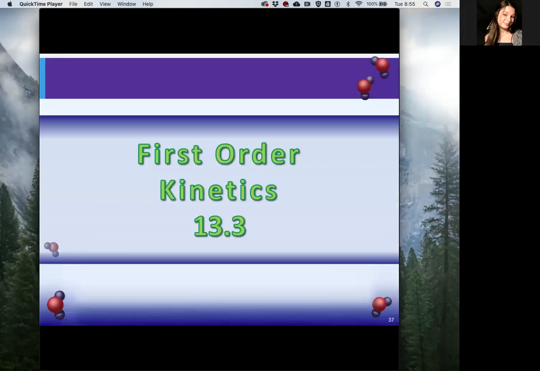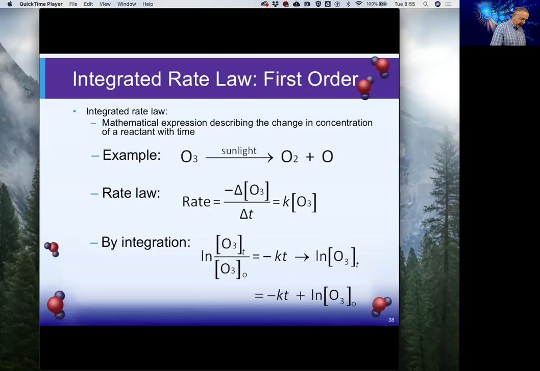Okay, so now we're going to go to the first order kinetics. First order means that the coefficient n is equal to 1. And we're going to look at the reaction here. This is ozone. Again, this is something that happens in polluted air as well as in the ozone layer. That means the ozone is sensitive to light, and light can break it down into oxygen gas, O2, and atomic oxygen.